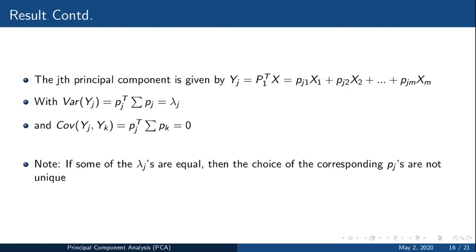Now we define the jth principal component by yj equal to the eigenvector pj transpose x, as pj1 x1 plus pj2 x2 plus etc., pjm xm, with variance of yj equal to pj prime sigma pj equal to lambda j, and covariance of yj, yk is pj prime sigma pk, which is 0.